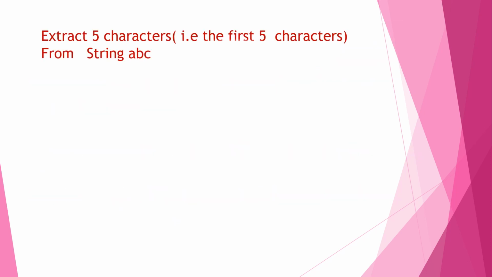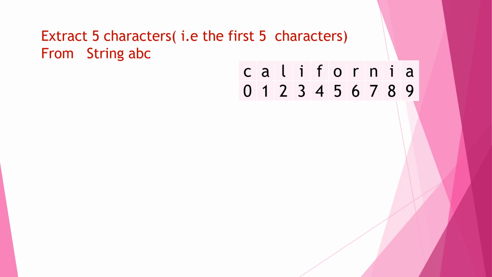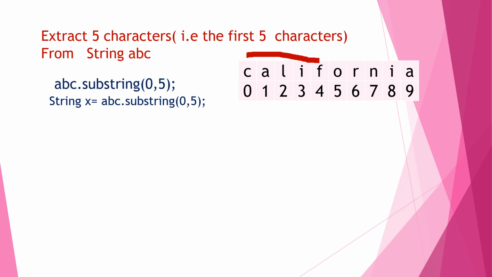The next question is extract 5 characters, that means the first 5 characters from string ABC. First 5 characters means we are starting from 0: 0, 1, 2, 3, 4. These are the first 5 characters, starting from 0 till 4. So in substring, we have to use ABC.substring(0, 5), because the starting number is the same and the ending number is minus 1. 5 means 0, 1, 2, 3, 4 will be taken. The 5 characters will be taken. And substring return type is string, so the answer will be stored in a string.